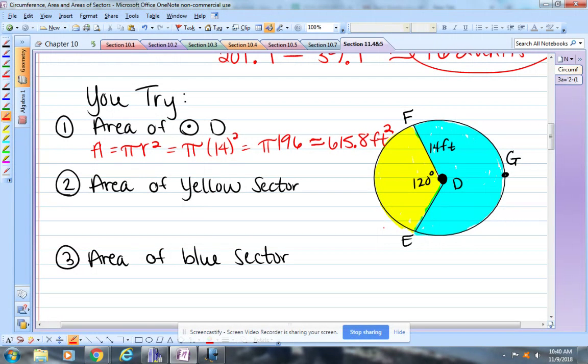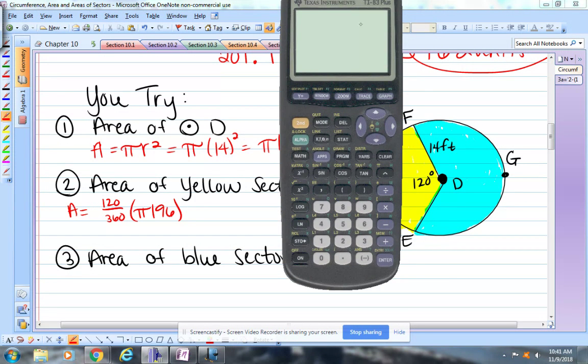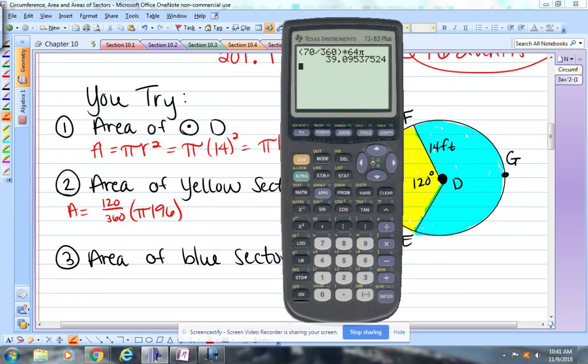All right. So the area of the yellow sector, that's the small sector. So if that inscribed angle is 60 degrees, what's this arc measure? 120 degrees. So the area of the yellow sector is going to be 120 over 360 times, you can put that number in, or you can just hit pi times 196 in your calculator and keep it a little bit more accurate. So did y'all figure out how to use your fractions on there? Parentheses 120 over 360 times 196 pi. And it doesn't matter. That's all multiplication, so it doesn't matter the order.